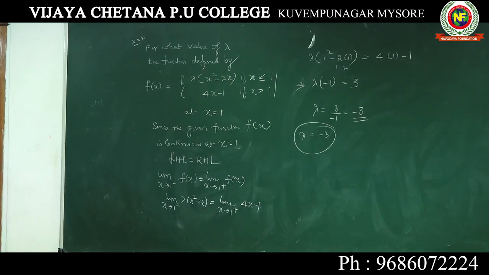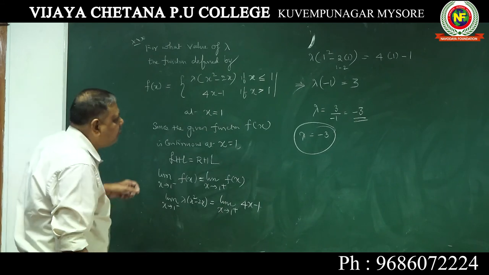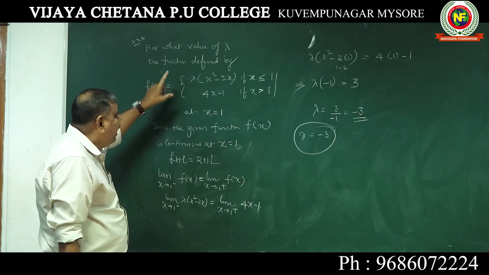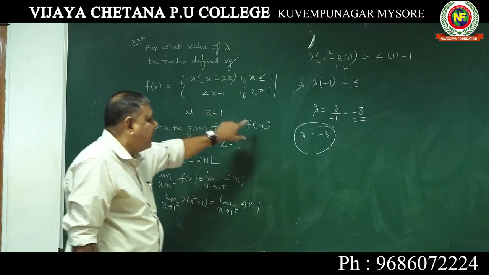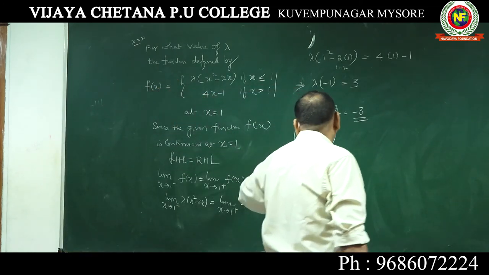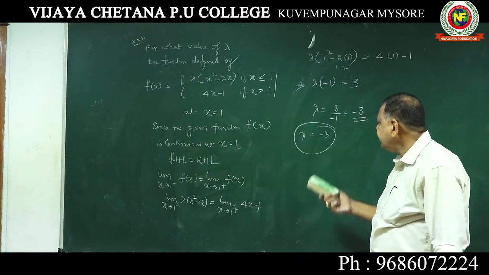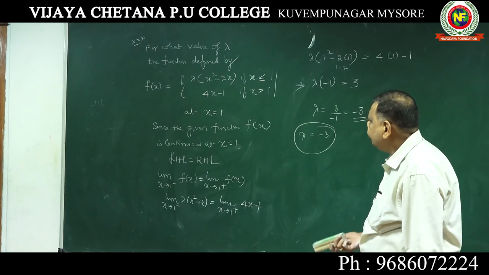Because lambda won't exist, you should write that for no value of lambda is the given function continuous at x equal to 0. But at x equal to 1, for lambda equal to minus 3, the given function is continuous. You should write: the given function is continuous at x equal to 1.